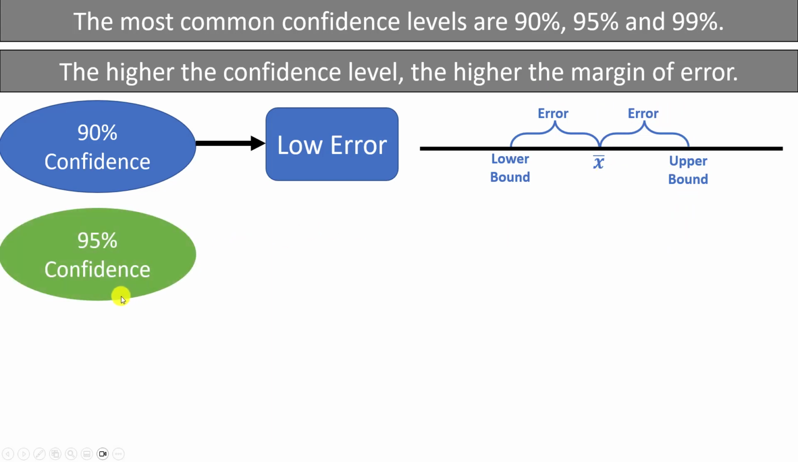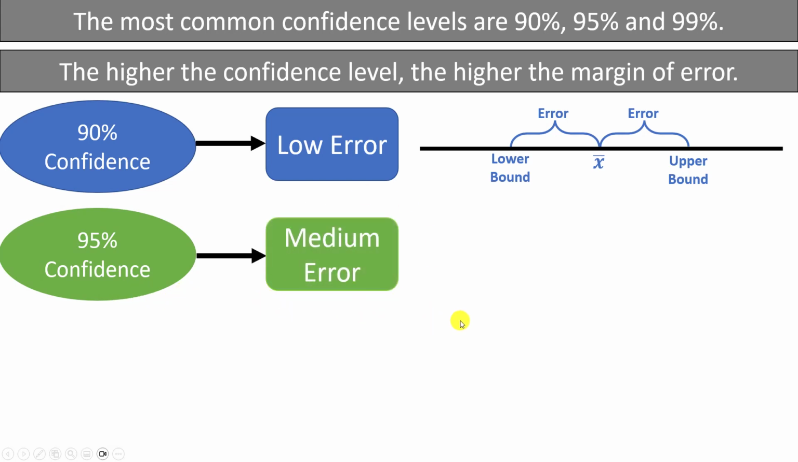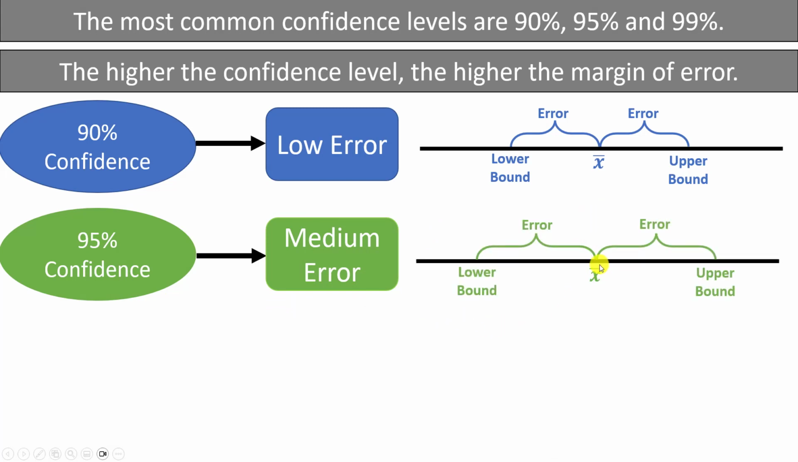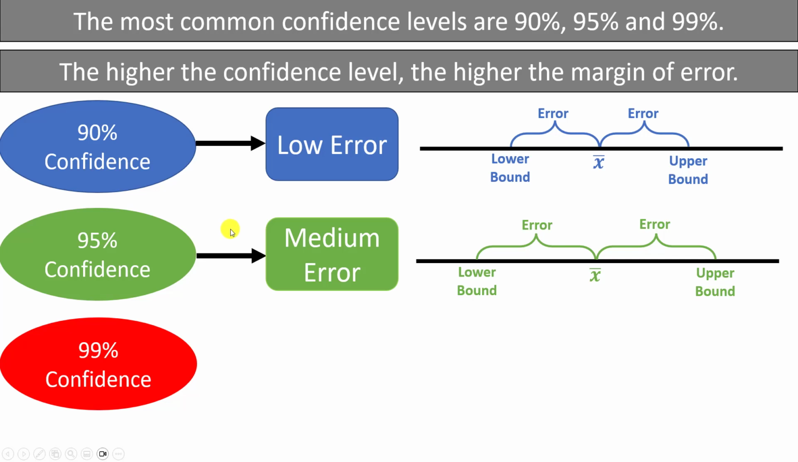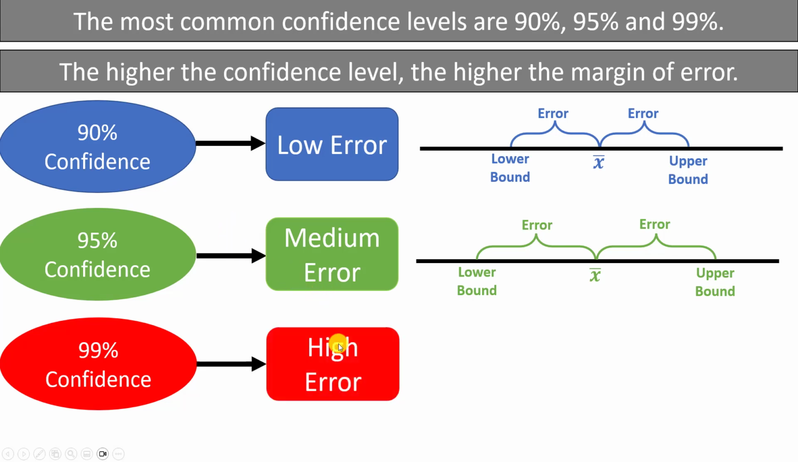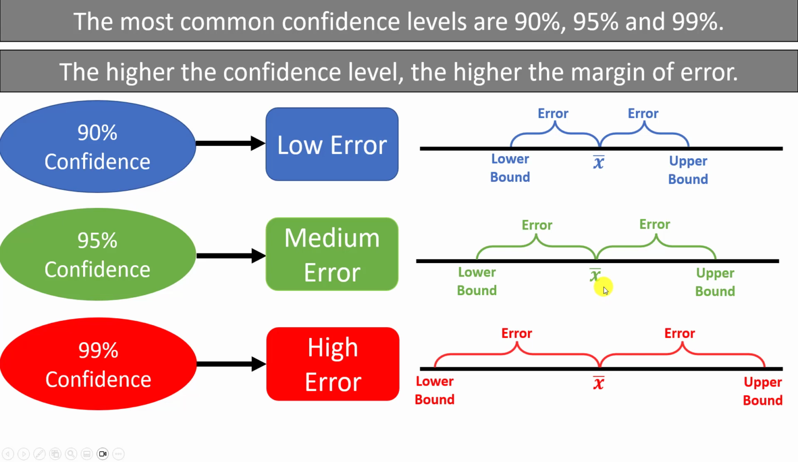If you had a 95% confidence level, which is the most common confidence level, then you would have a little bit more error. We might say medium error. You'd still have the sample mean in the middle, but the distance from that sample mean either to the upper or lower bound is going to be a little bit larger than if you had a 90% level. And then finally, we have the 99% confidence interval, which is going to have the highest amount of error. We're going to have the highest distance from the sample mean either to the upper or lower bound of our confidence interval.